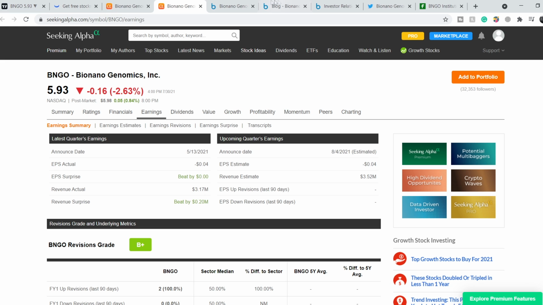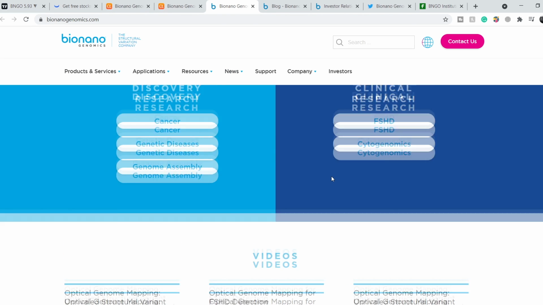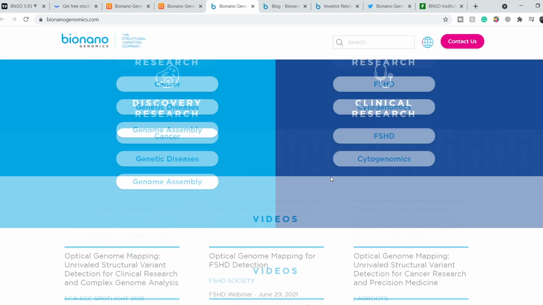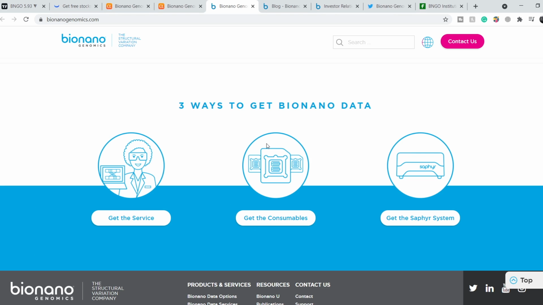So, let's continue with the system itself. Right here on their website, you can find all the necessary information about their mapping system. I want to draw your attention to this information. They have three ways to get Bionano data. If you want, you can get this system as a service. If you have the system, you can buy consumables. Or if you don't have it, you can buy the entire system. These two ways imply that you have to buy some consumables for the system, and this means they have monthly recurring revenue. The more systems they sell, the higher the level of their revenues. On top of that, you can use this system as a service, and it is extremely important for small laboratories.